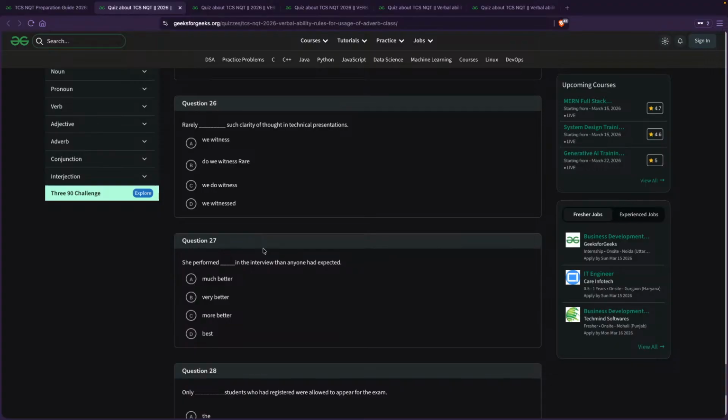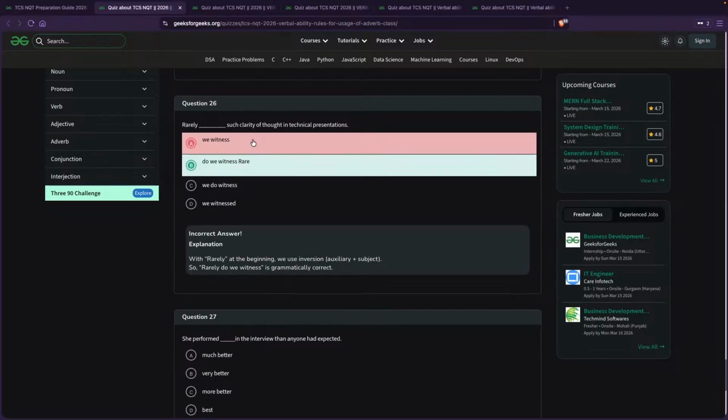Rarely we do witness such clarity of thought in technical presentations. We do witness. Rarely we witness such clarity. I think witness is right. Rarely we witness clarity of presentation. That's a positive way. Okay. If we use "we do witness," I think this is like a common thing, but "rarely" means that it is a very rare case. I think I will go with "we witness."